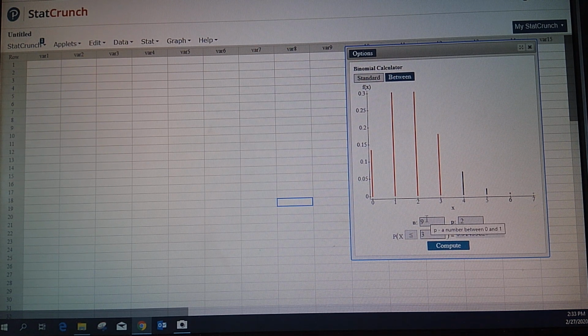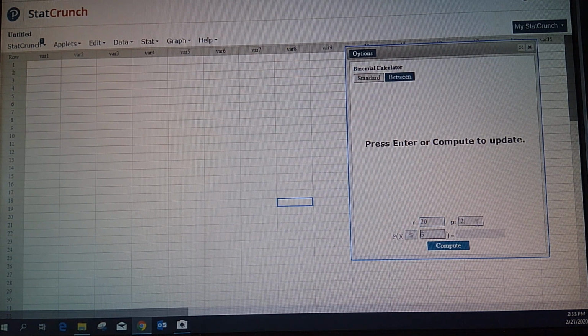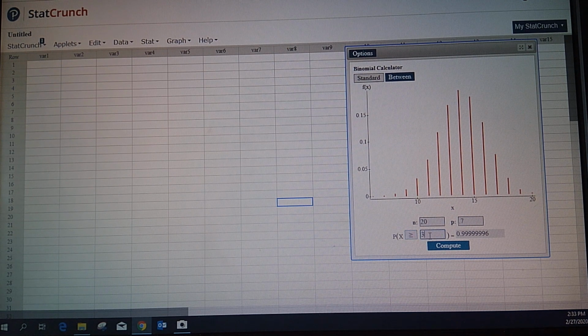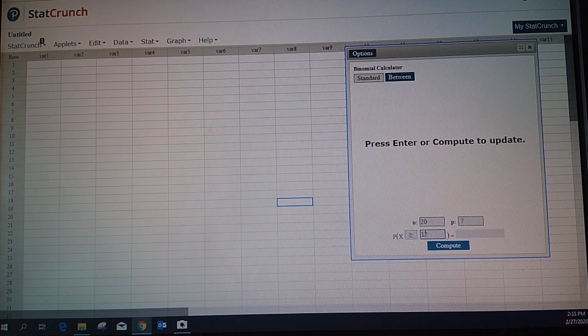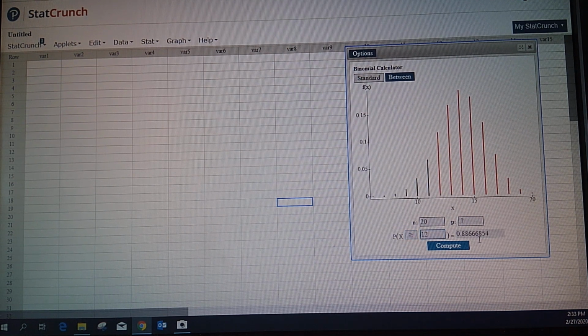For the third question, we have n is 20. We have a probability of success of 0.7, and we want to find the probability that x is going to be greater than or equal to 12. So we get a 0.8867, or 88.67% chance.